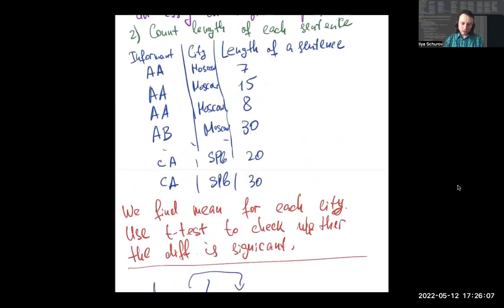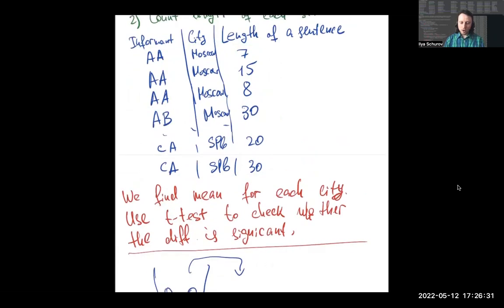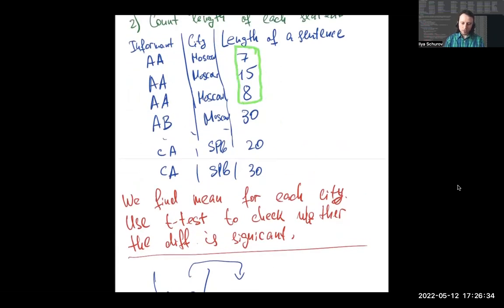But in this case, we have a more complex structure. First, we randomly selected participants, our informants, from the whole population of Moscow and St. Petersburg. And then each participant, each informant, generated several observations, several numeric values. These numeric values, for example, can be different from the numeric values that are obtained from the second informant. This can be a different distribution of numbers.